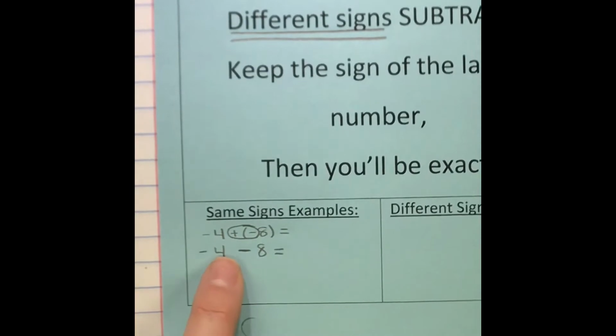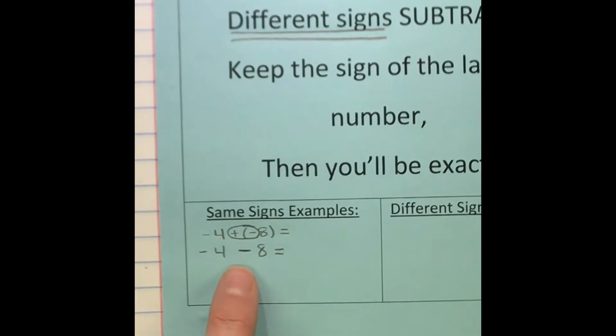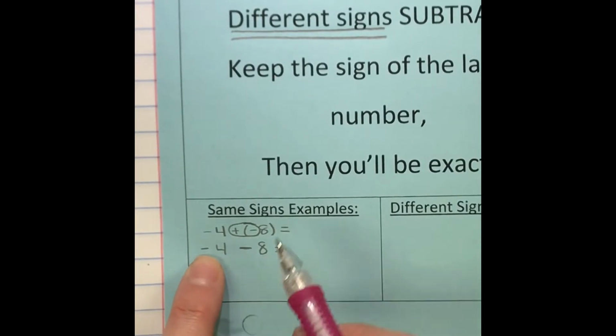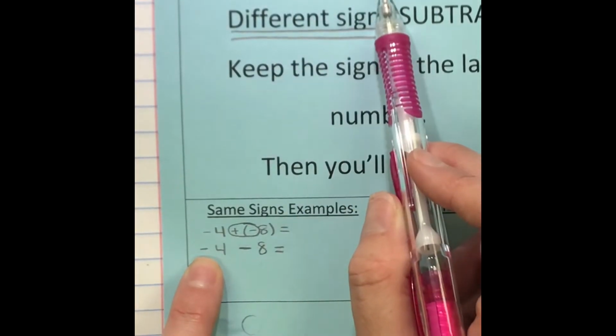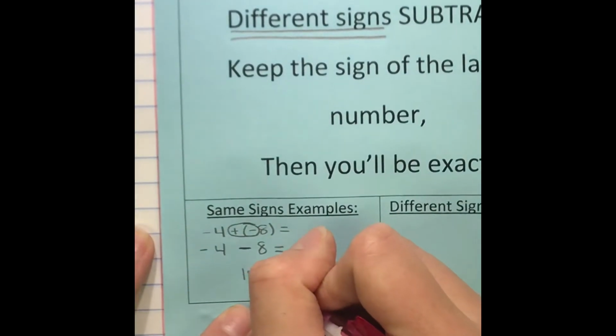So look in front of the 4. In front of the 4 is a negative sign, so this is a -4. Now look in front of the 8. There is a subtraction sign. The subtraction sign means that this 8 is negative. So since the 4 is negative and the 8 is negative, they have the same sign. Same signs add. So I'm going to add 8 plus 4 is 12.